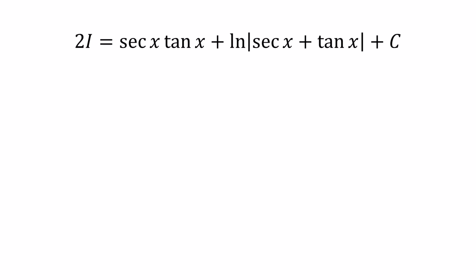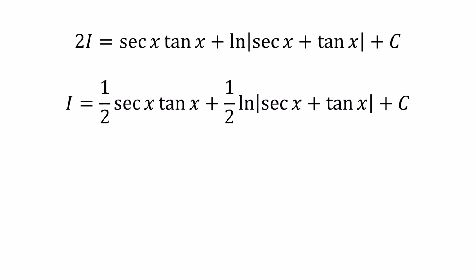Dividing both sides of the equation by 2, we arrive at a final answer of I equals 1/2 secant of x tangent of x plus 1/2 ln absolute value of secant of x plus tangent of x plus c.